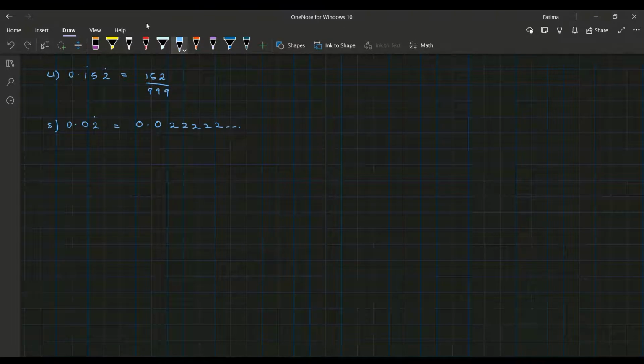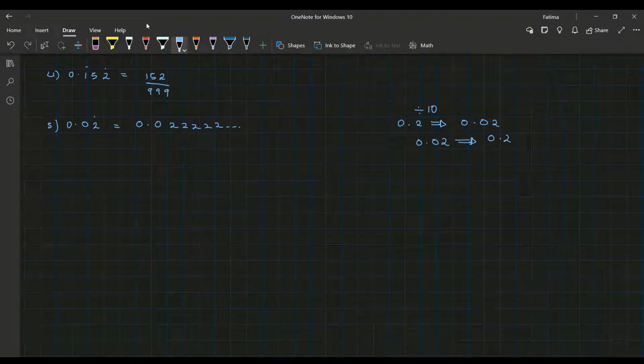Before we move on with this question, one thing you should be aware of is how to change the decimal places. So let's say for example we had the number 0.2 and I wanted to change it to 0.02. I would have to divide this by 10. And if I had 0.02 and I wanted to change it to 0.2, I would have to multiply it by 10. The reason why it's 10 is because I'm shifting the decimal by only one digit. If I shifted it by two digits, then it would be 100.